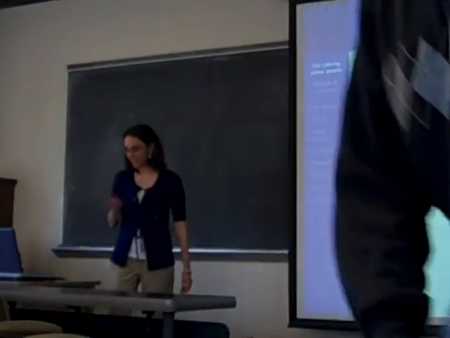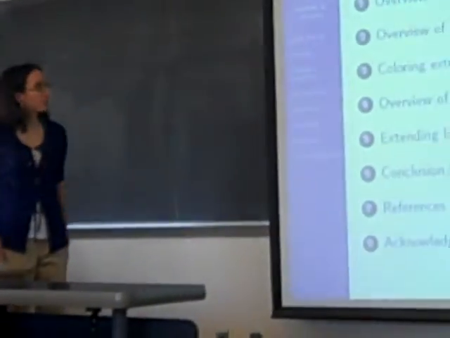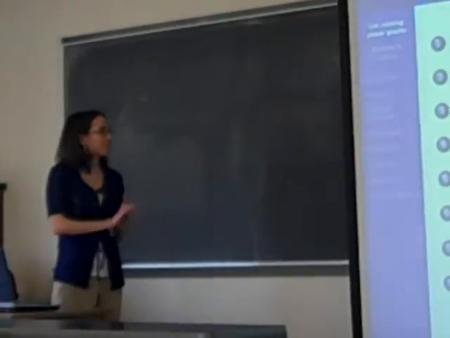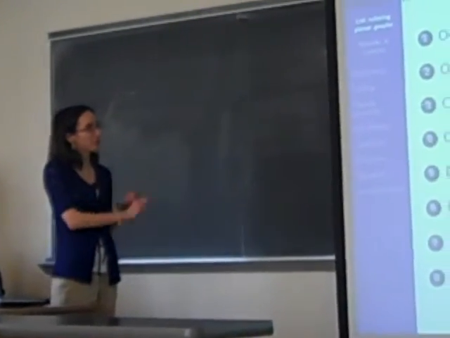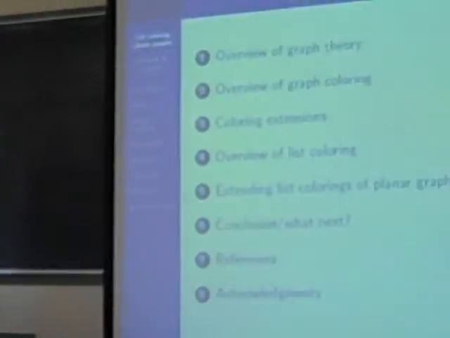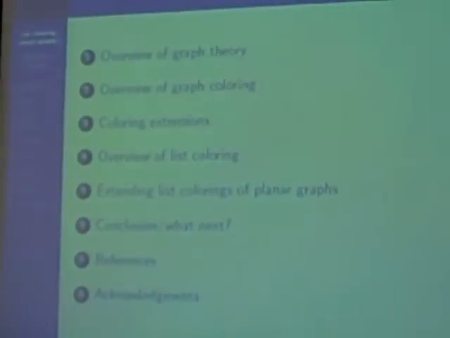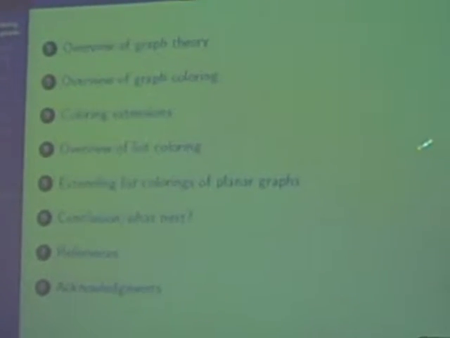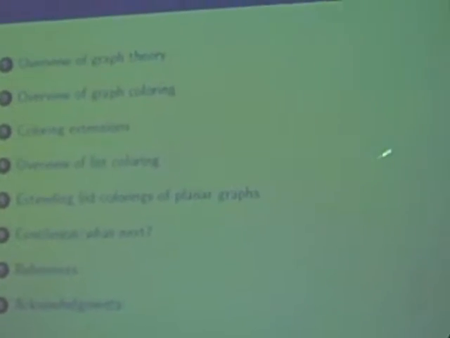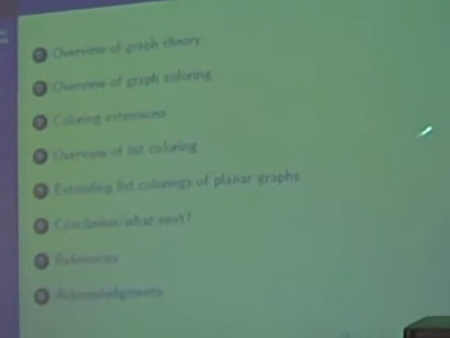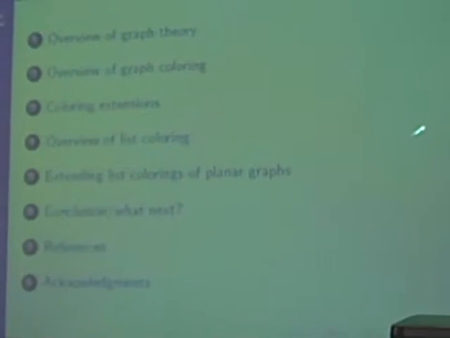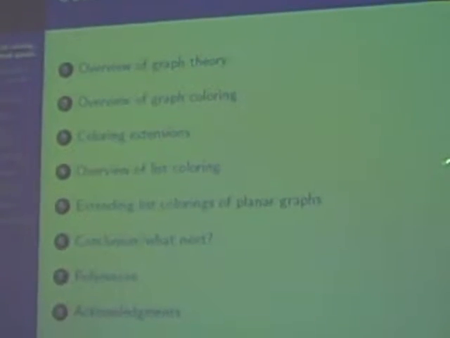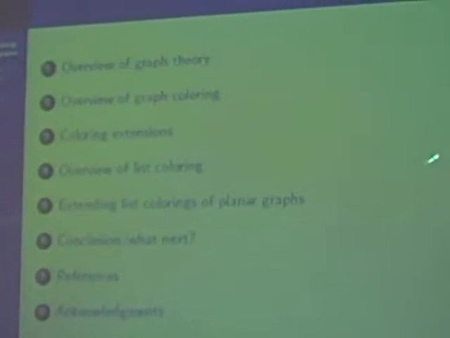Thank you for the introduction. To give you an outline of what we'll be looking at today, to make sure everyone has the same background, we'll go over an overview of graph theory and some basic graph coloring, and then look at coloring extensions. From there we'll transition into list coloring, which is what I study, and extending list colorings on planar graphs, and then look at where we can go based on the results presented.